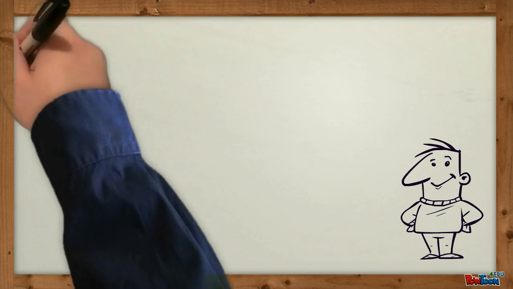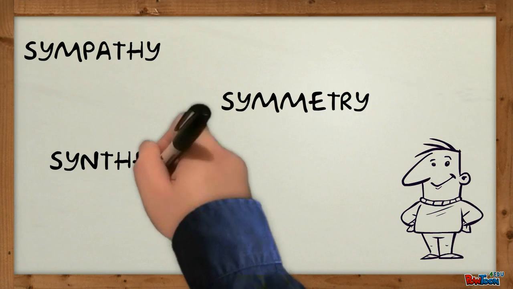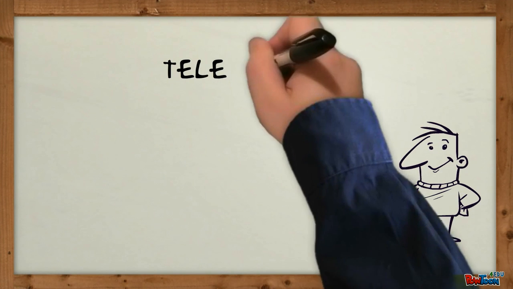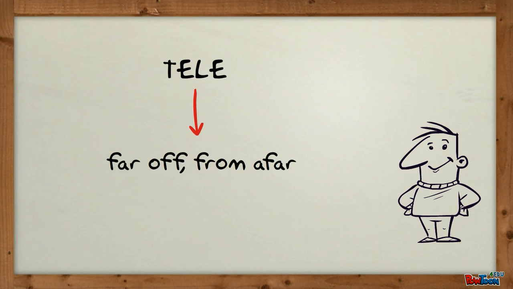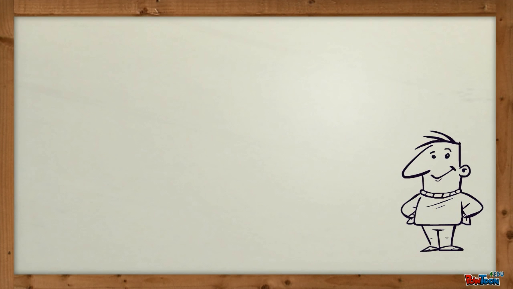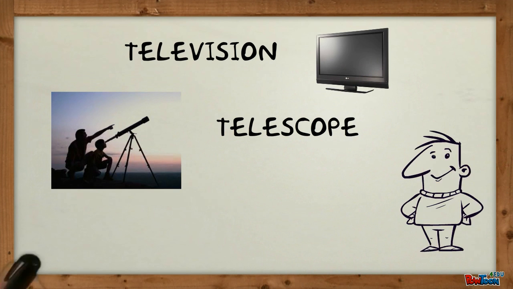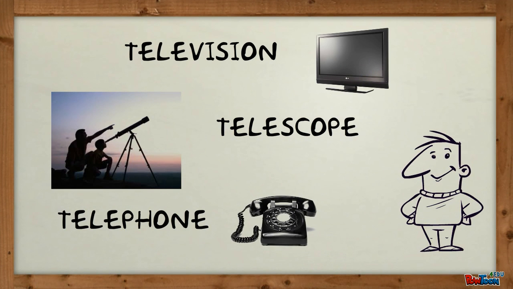Sympathy means having the same feelings as someone else. Symmetry means having the same measurements on each side. Synthetic means something artificial. We're moving on. Tele also comes from the Greek, and it means far off or from afar. You know words like television, telescope, and telephone, which are all basically about bringing picture, sight, and sounds from afar.